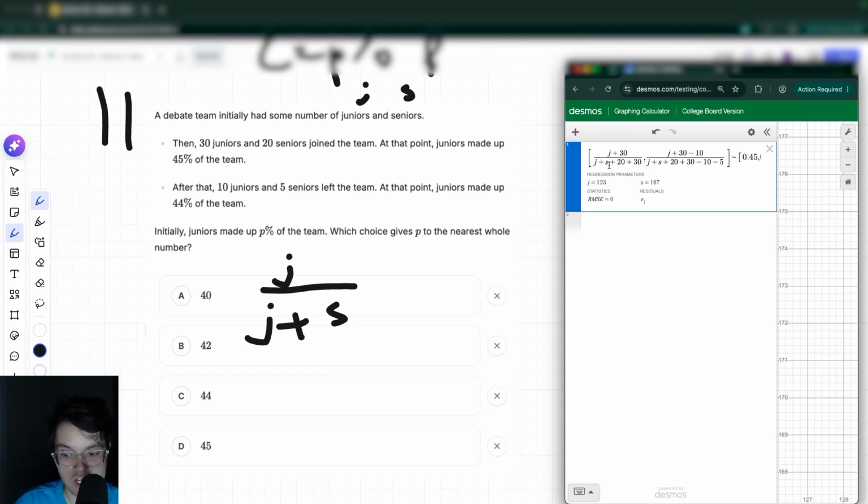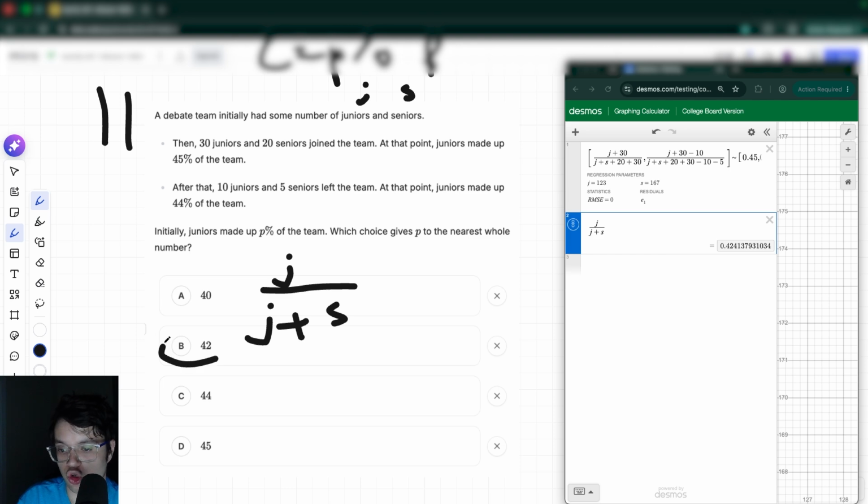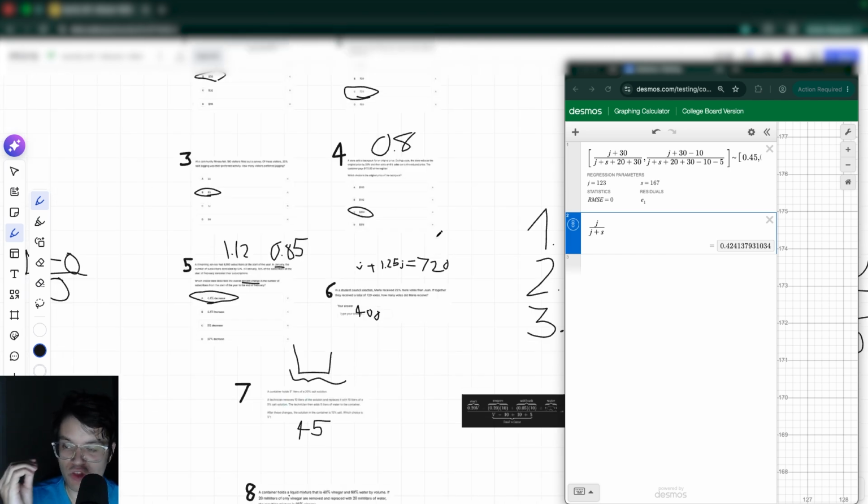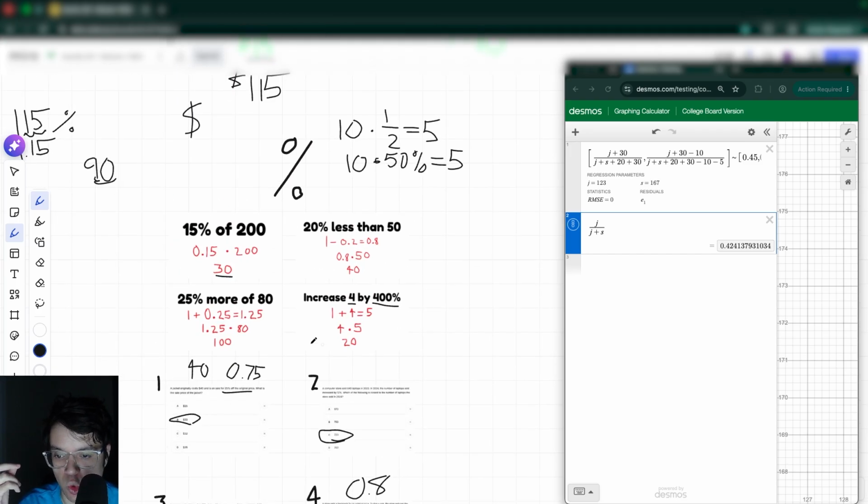Now we get some more reasonable answers like 123 juniors and 167 seniors. It asks us what percent of the team was originally made up of juniors. So we can just say now J divided by J plus S. That'd be 0.42. So basically 42% of them would be juniors. So hopefully you can see now that all these problems just come down to taking the information that they give you and writing it out now that you know the actual way percentages work.